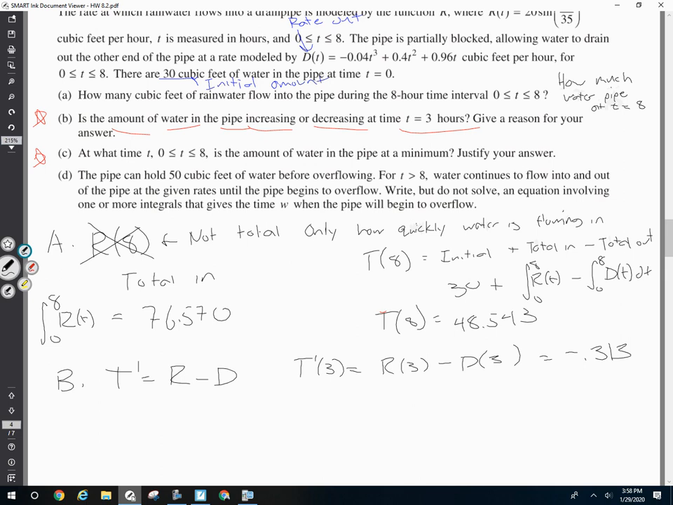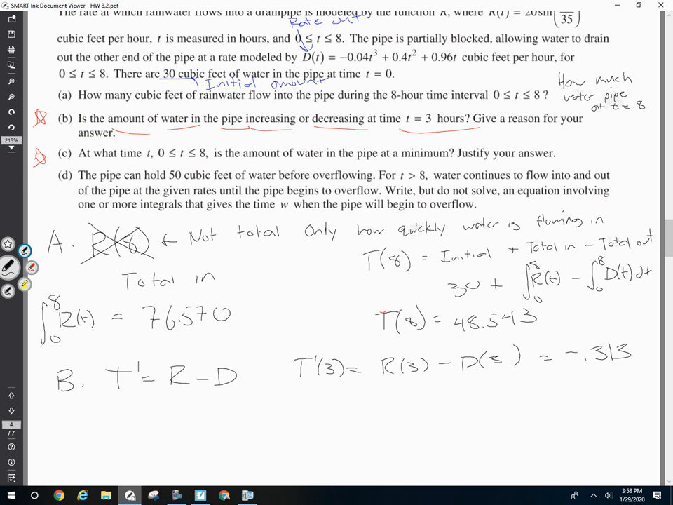Did you get it? Yes. Make sure you subtract everything. Yeah, put it all in one big parentheses. Oh, I see where I messed up. I put 25 instead of 35. All right.